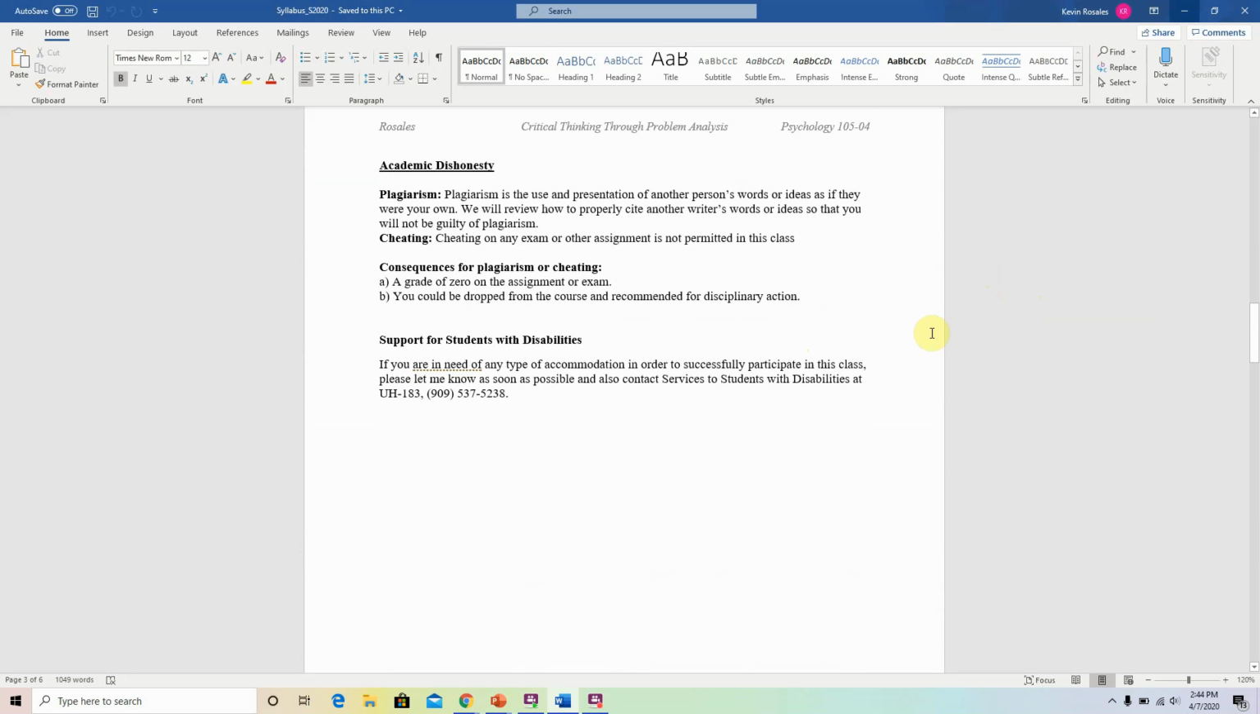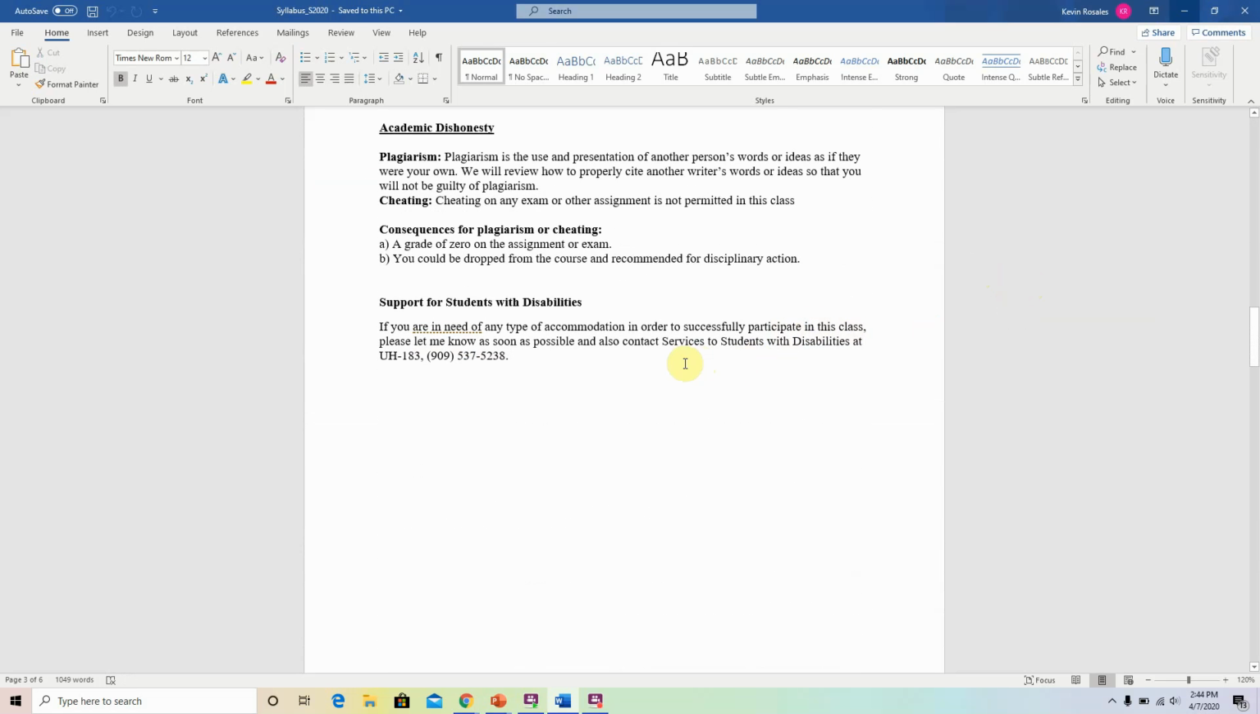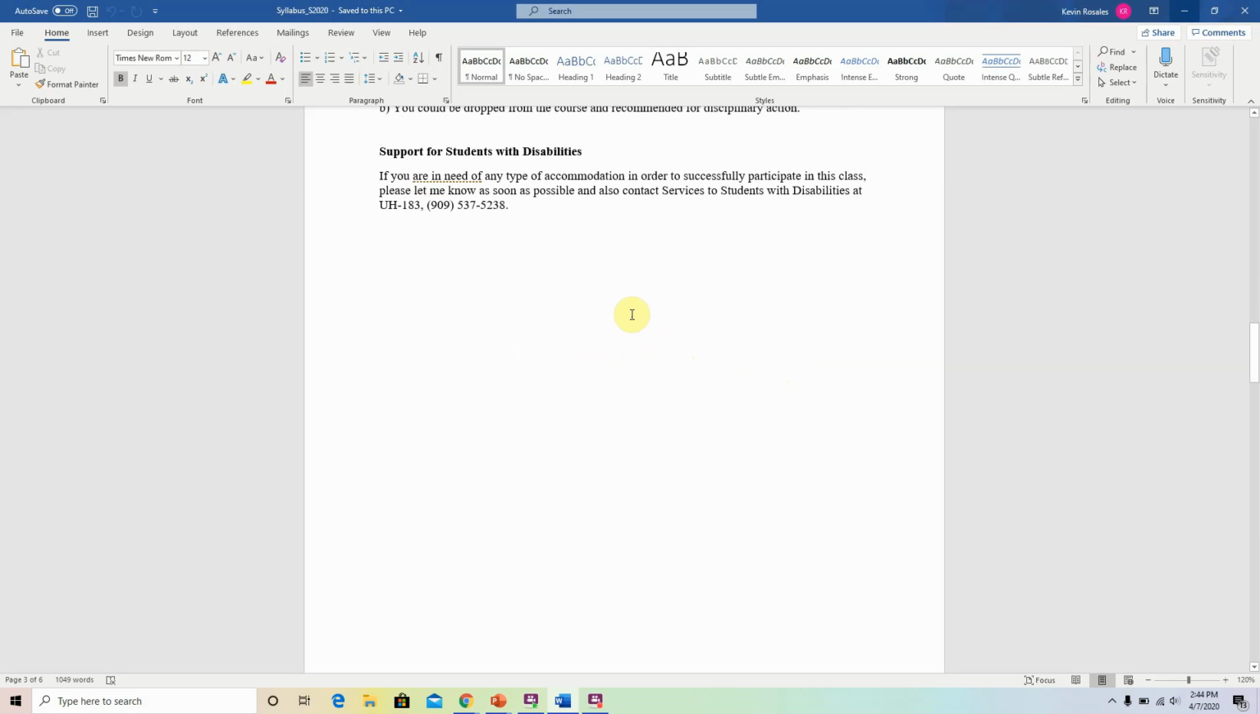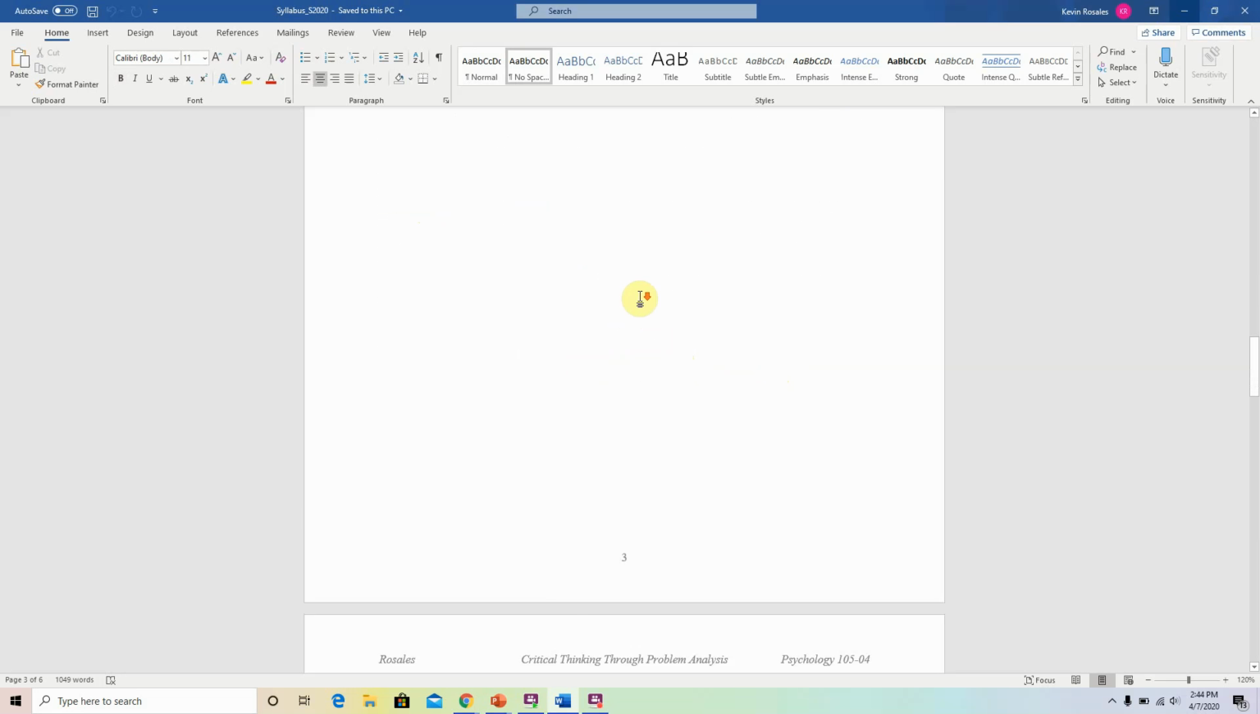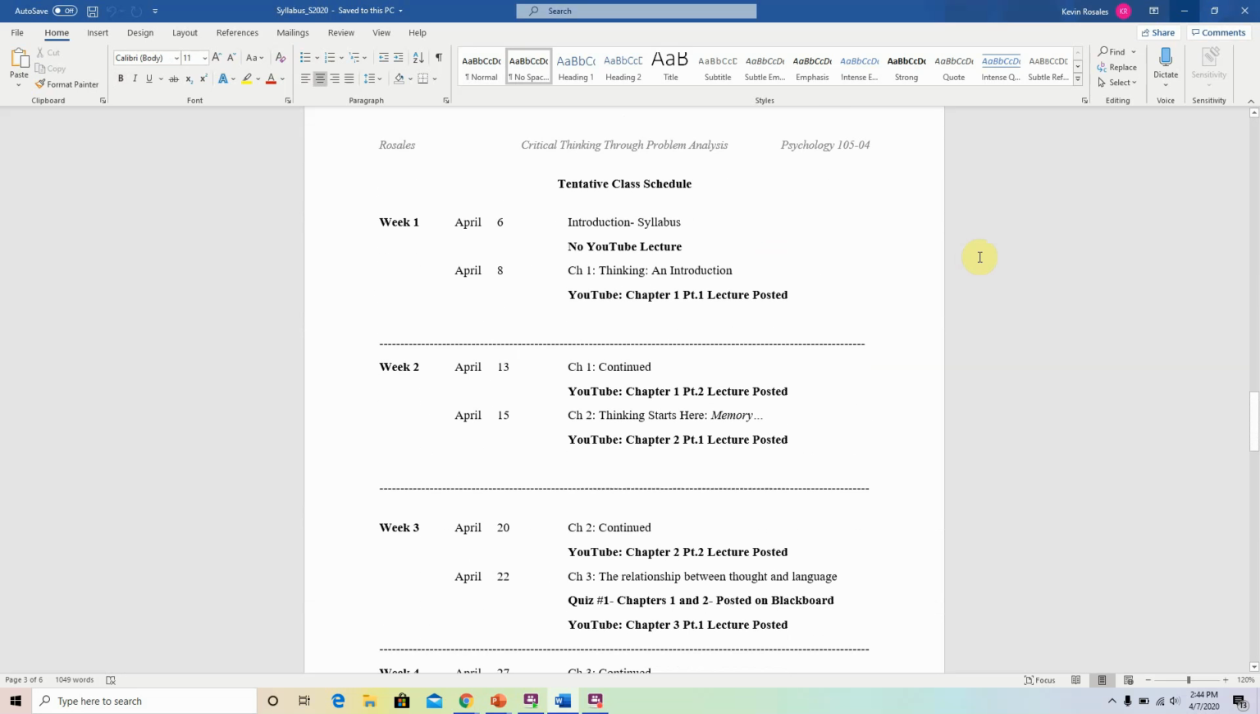All right, academic dishonesty. I'm sure you've heard this throughout many courses before. Just don't plagiarize, don't cheat. You guys are old enough to know not to do that. And if you have any sort of disability or need a little bit extra help or any sort of accommodation, just be sure to contact this number here and let them know what you are in need of. The remainder of the syllabus is simply the class schedule.